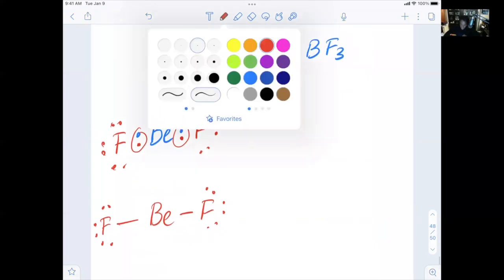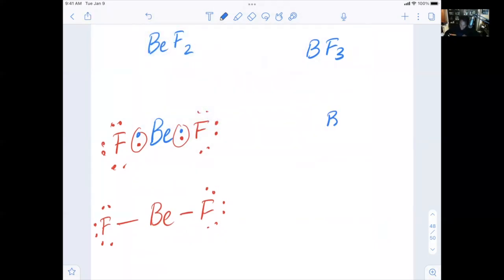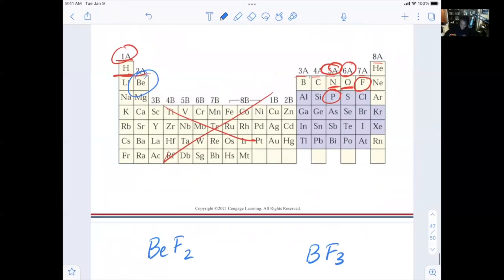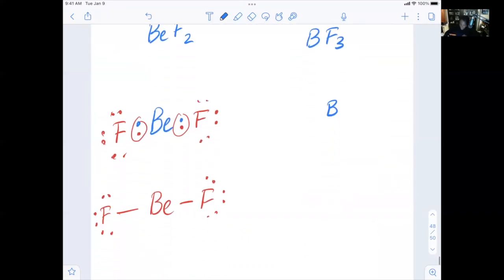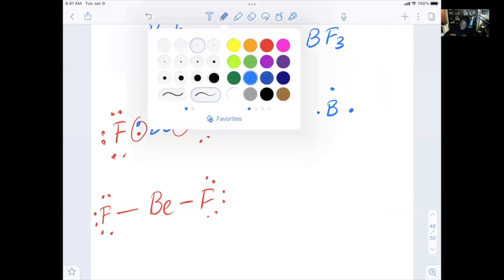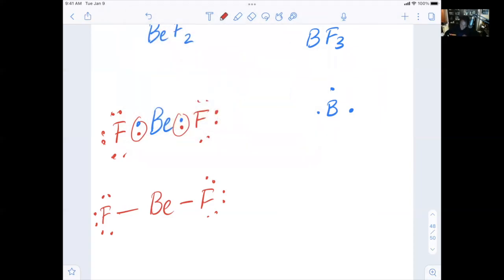And then let's start with blue in the middle again. This time we've got B. Boron is in group 3, so we have 3 dots. And fluorine is in group 7, so we have 7 dots. Fluorine, and the other fluorine, each with 7 dots. Okay, so from here we have boron in the middle.